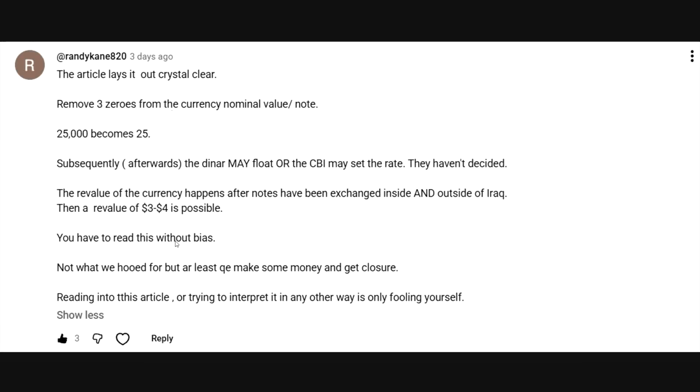Not what we hoped for, but at least we make some money and get closure. I'm hoping that even with the zeros off, that it does somehow reach a 322 or 425 exchange rate. Then I get a little bit more money than if it was just 76 cents. It's not the millions we wanted, but this is how it's done correctly. Reading into this article or trying to interpret it in any other way is only fooling yourself.